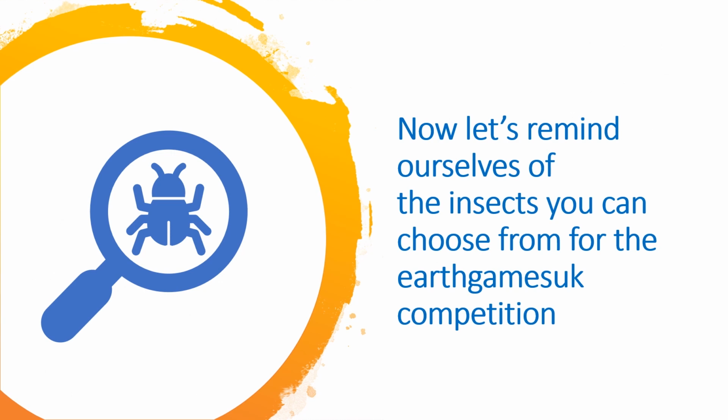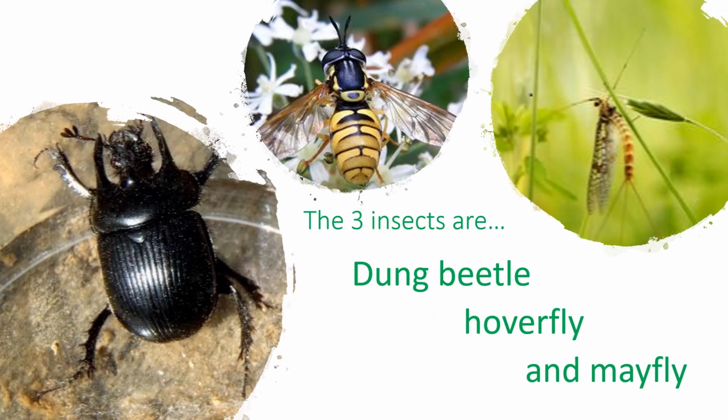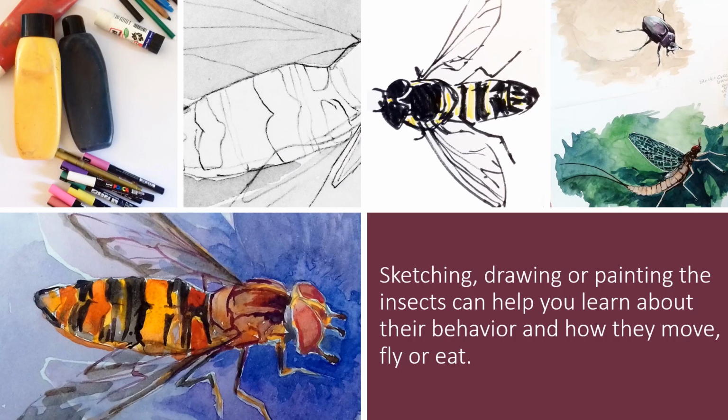Let's remind ourselves of the insects that you can choose from for the Earth Games UK competition. First of all, we've got the dung beetle, then the hoverfly, and last of all, the mayfly. You can look up a bit more about each of these insects on the Earth Games UK website, or have a look at an encyclopedia at home, or even see if you can see any outside, go for a walk, or see if you can find any in your garden.